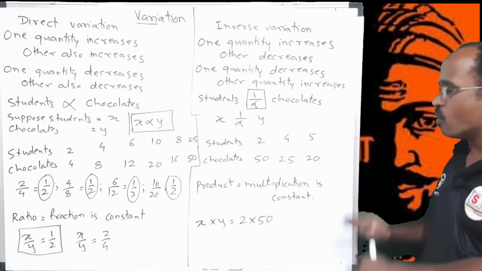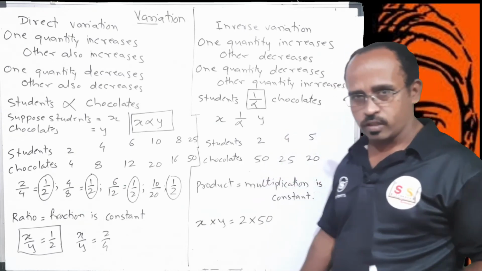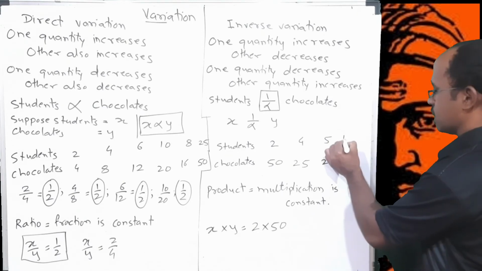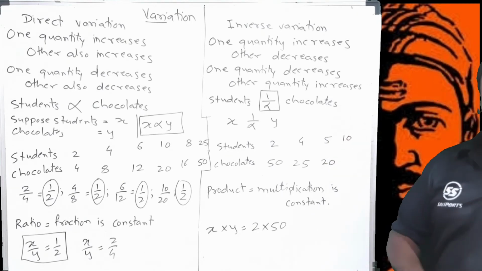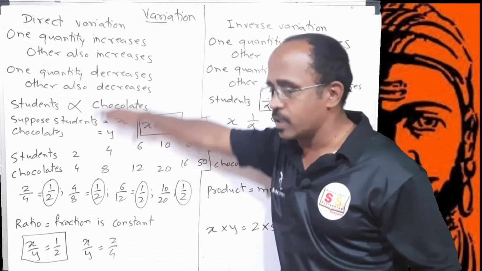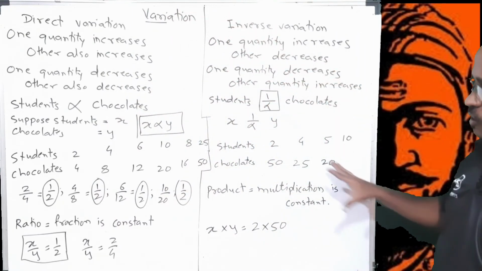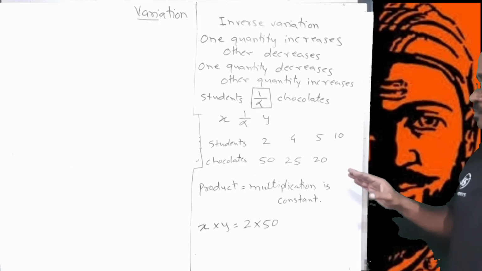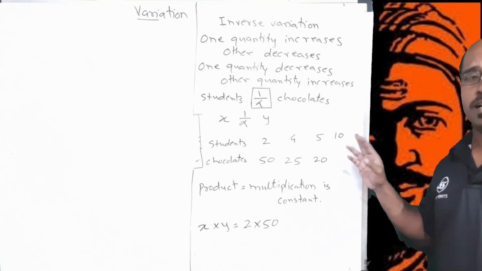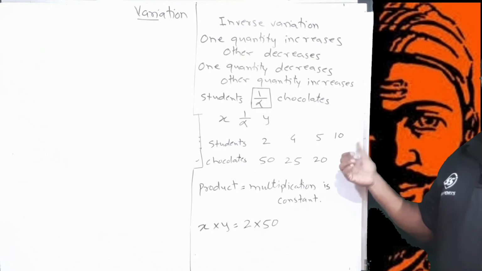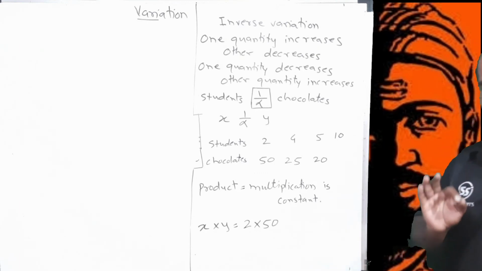Now let us see how to solve the examples based on it. Suppose, students, the question is there are 10 students. So how many chocolates will each student get? I am going to rub the direct variation part, so please take the screenshot to identify the difference between the two. The question is, if there are 10 students and we have to distribute the same number of chocolates among those 10 students, how many chocolates will each student get?